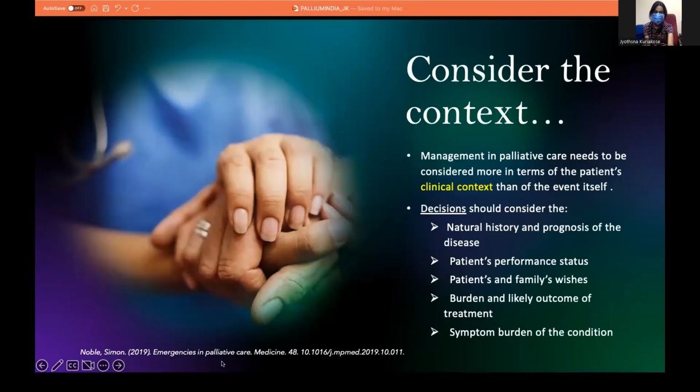So what is different about managing an emergency in palliative care? When you are a palliative medicine physician managing an emergency, you always have to keep the patient's clinical context in mind more than what event happens. There are some points to keep in mind when making decisions: an overall idea about the natural history of the patient's disease, the prognosis, the patient's performance status, the patient's wishes and preferences, as well as the family's concerns. Also, when choosing a particular treatment, consider whether the benefits outweigh the risks and what the likely outcomes are.